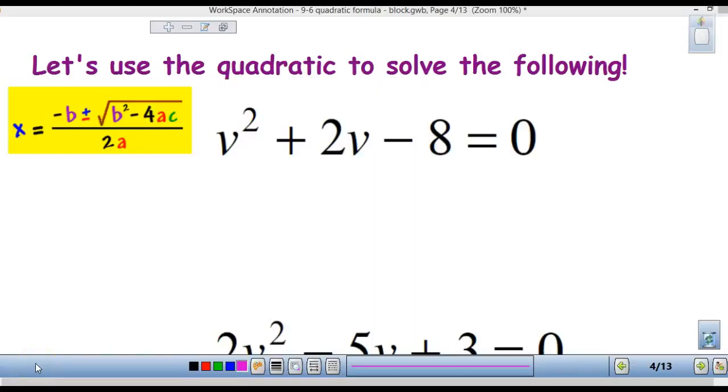All right, so now we're going to put everything together. We're going to do the entire formula. First thing we need to do is get our A, our B, and our C. So our A is, B is, and our C is -8.